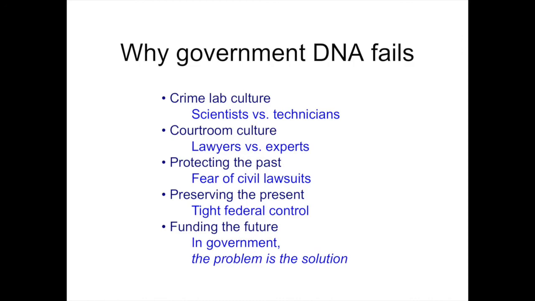So let me wrap up by asking, why is it that government DNA analysis fails? There are many, many reasons. In fact, this is five of maybe 20 reasons, but this might be interesting for this audience. First is the crime lab culture. There's a difference between scientists and technicians. A match statistic is a quantitative statistical result that doctoral professors in genetics or chemistry or engineering are comfortable with and can explain. But people who are trained in biology tend to not be as comfortable with that sort of math and computing or explaining it.